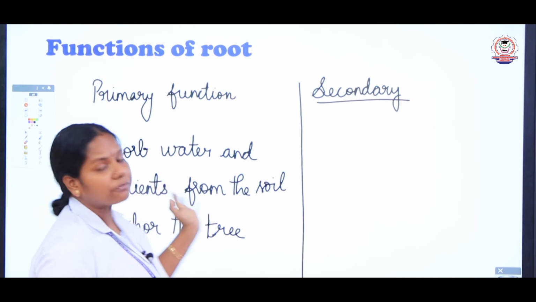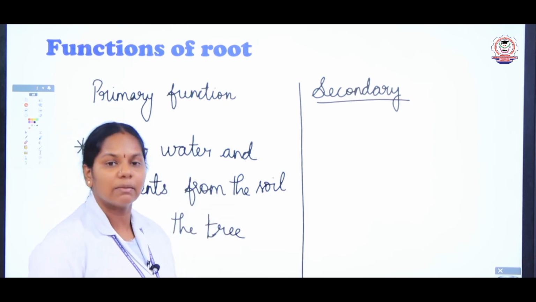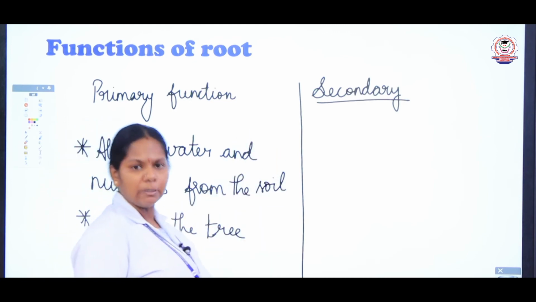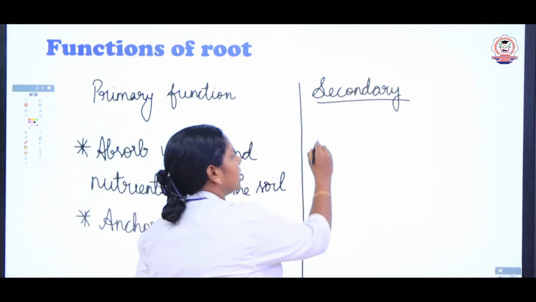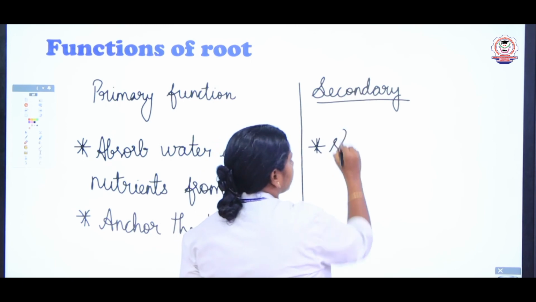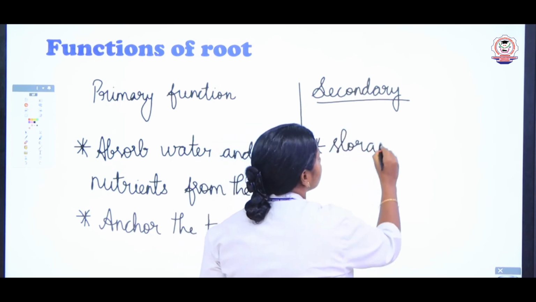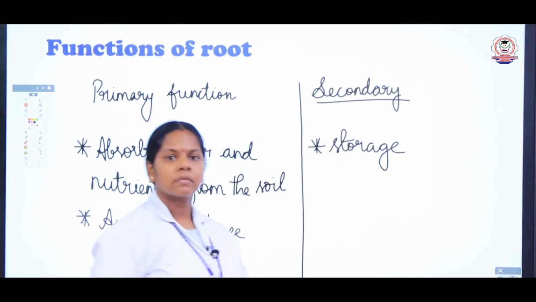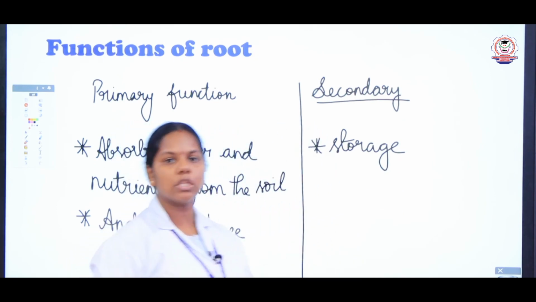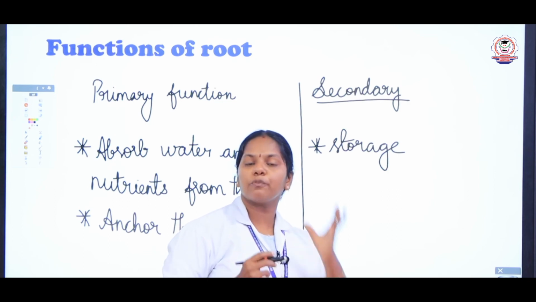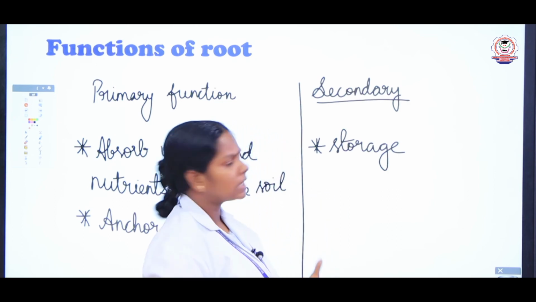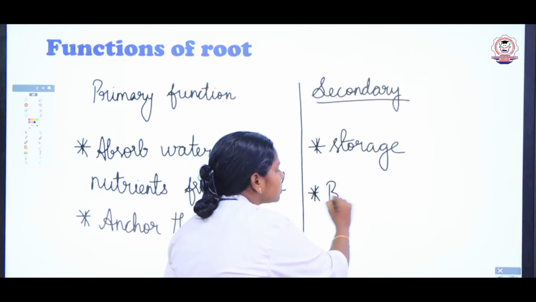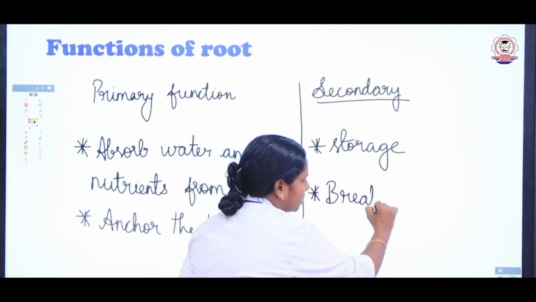Apart from this primary function, some roots also perform additional functions called secondary functions. The first one is storage. Some roots store their food, for example carrot, radish and beetroot. These are all roots responsible for storing food materials. And another function is breathing. Some roots also perform breathing.